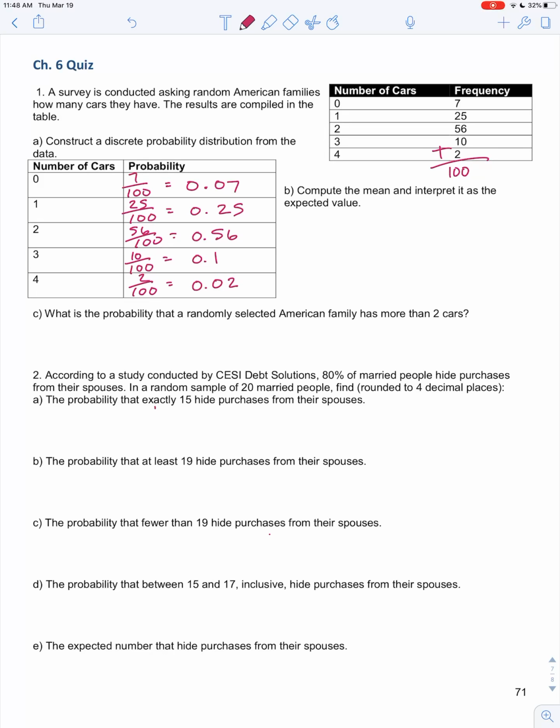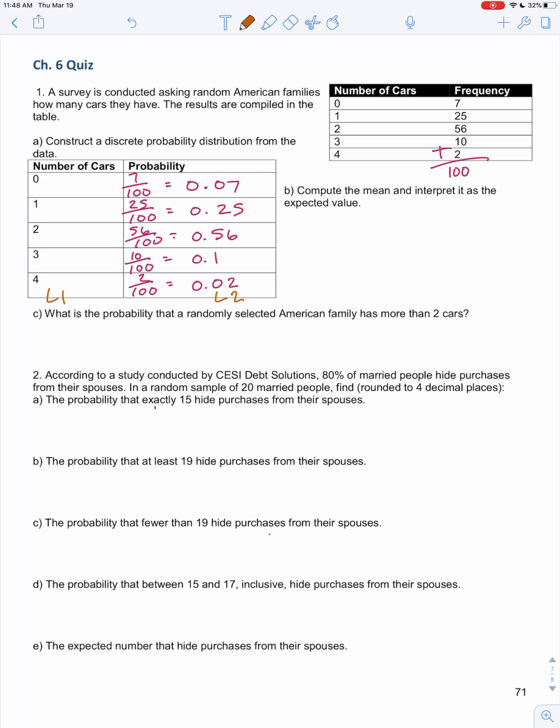Okay, Part B, compute the mean and interpret it as the expected value. There are a couple of ways to do this. I think the easiest way is to take your data values, your numbers of cars, and put those into L1, and then take your probabilities and type those in L2. Then we can use one variable stats to go ahead and find the mean, x bar.